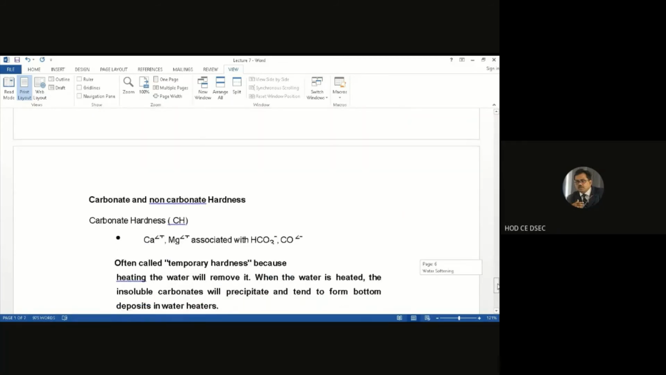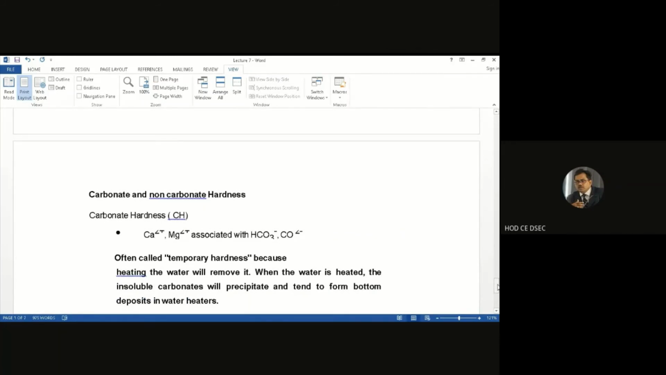Now, carbonate and non-carbonate hardness. What is carbonate hardness? It is called the temporary hardness. In hardness, there are two types: one is temporary hardness and one is permanent hardness. Temporary hardness is the carbonate hardness of calcium and magnesium ions. If calcium and magnesium ions are associated with bicarbonate HCO3- or carbonate, they produce the carbonate hardness. And why do I call it temporary hardness? Because it is temporary in nature.